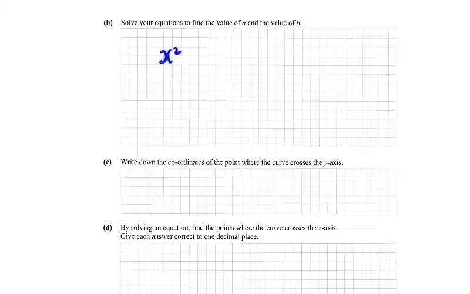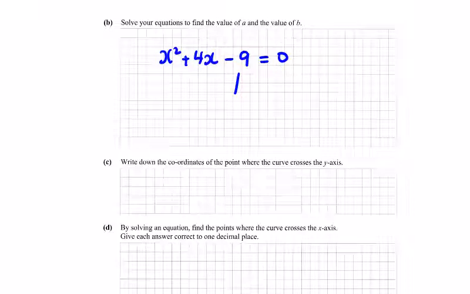So we end up with x squared plus 4x minus 9. We got a to be 4 and b to be minus 9. So that's solving for a and b. The coordinates where it crosses the y-axis, well, you guys know it crosses the y-axis whatever the value of the constant is. So the coordinates will be when x is equal to 0. When x is 0, y is minus 9. The constant tells us where it crosses the y-axis.